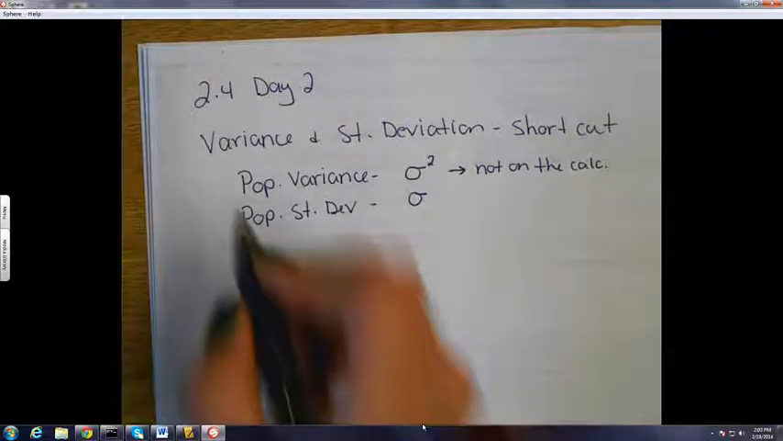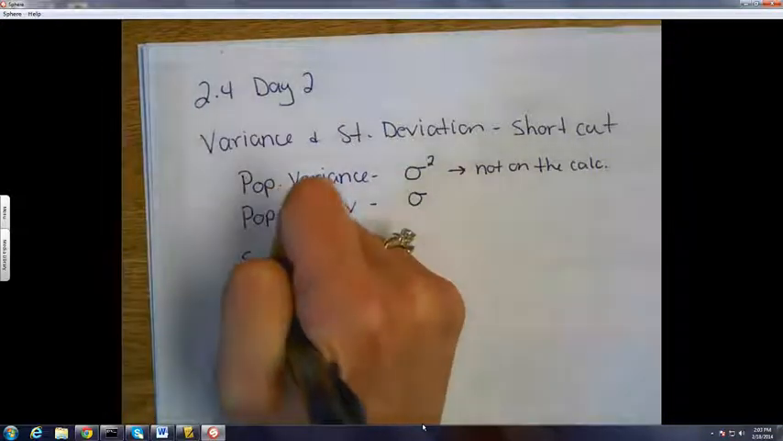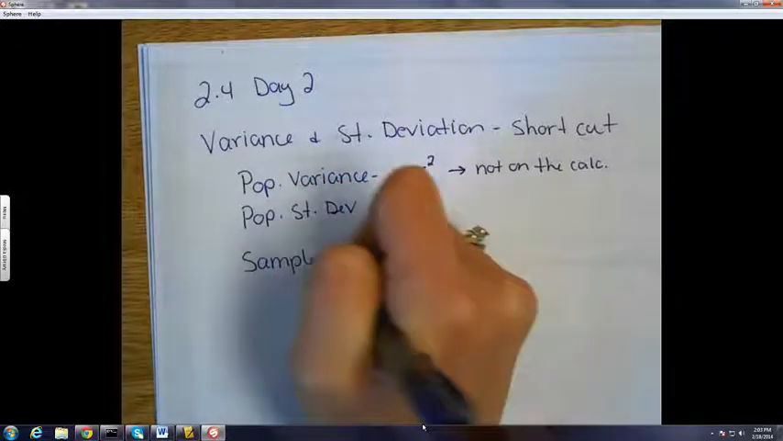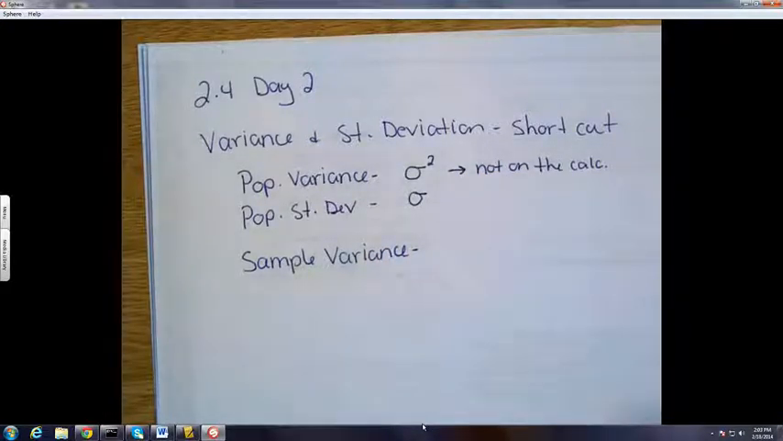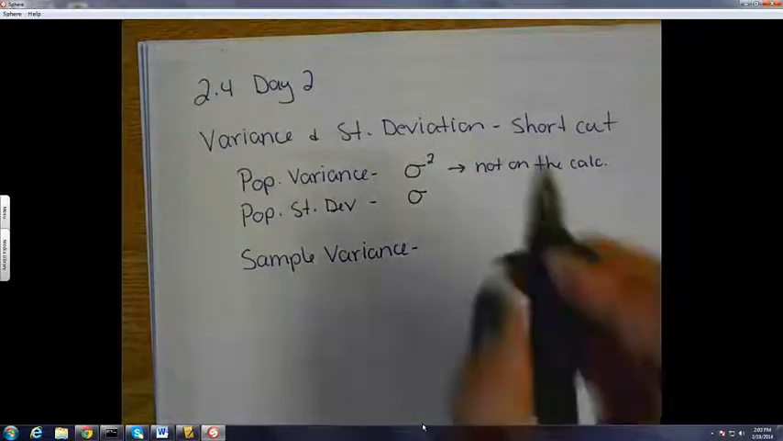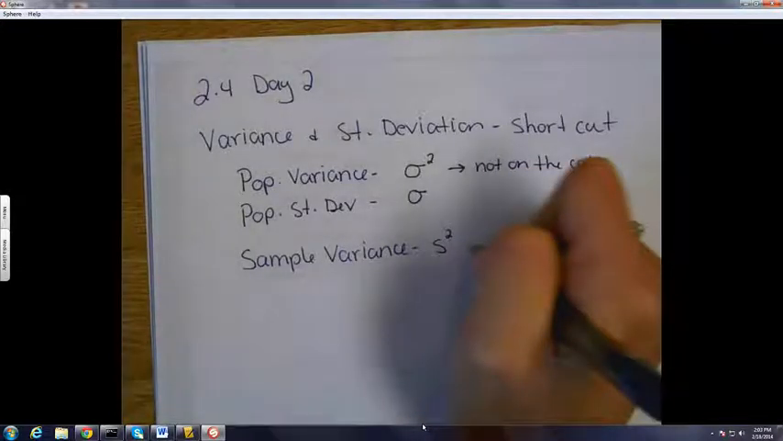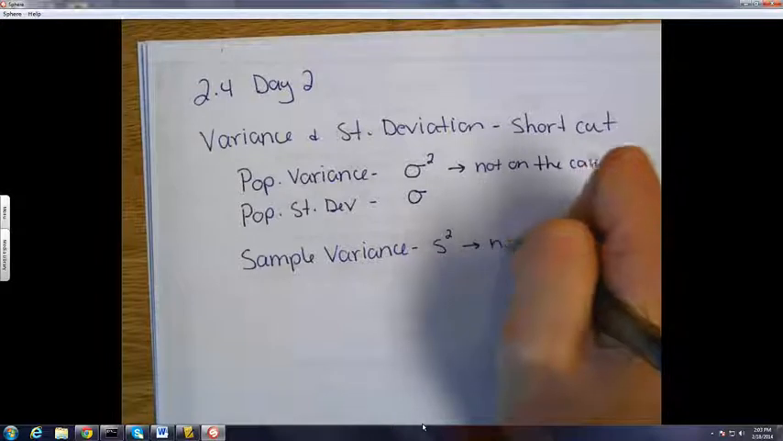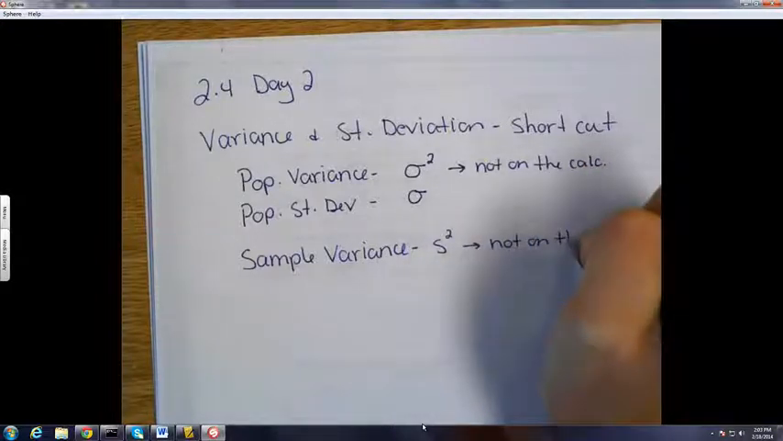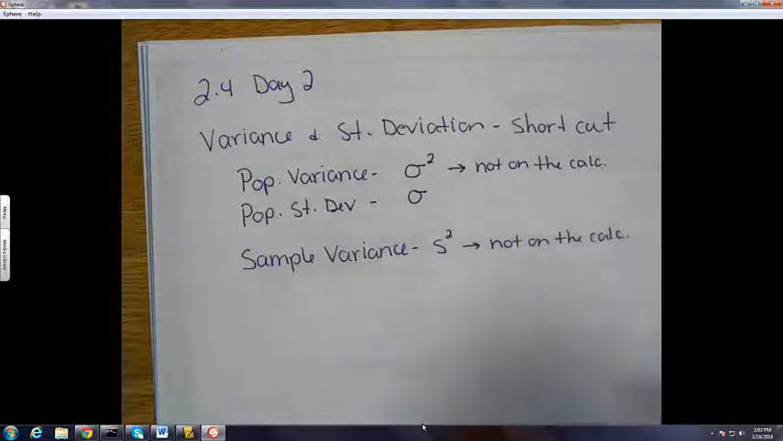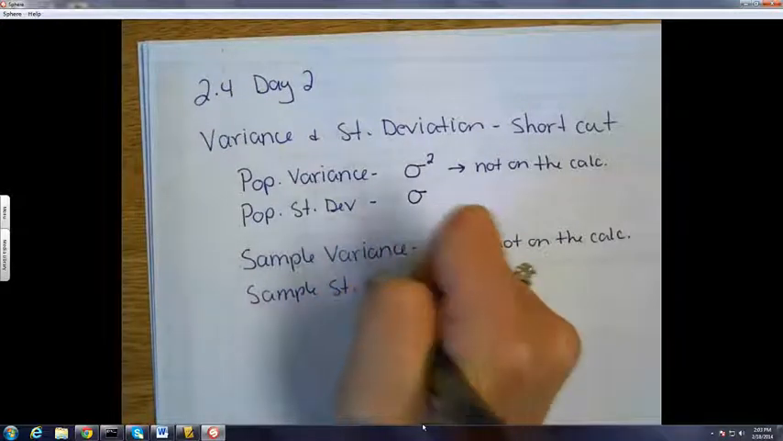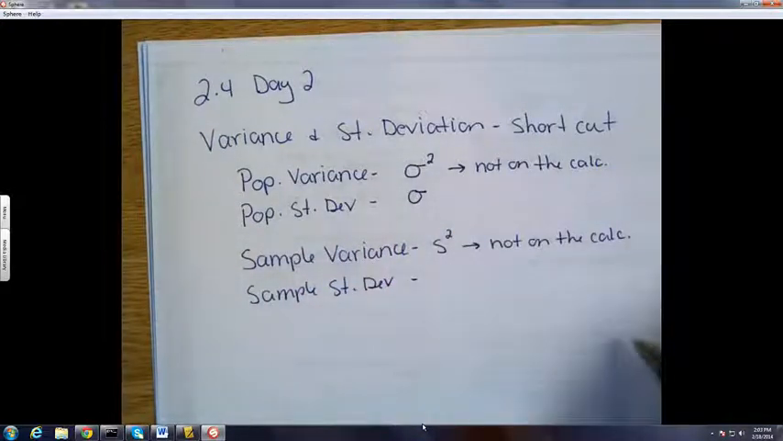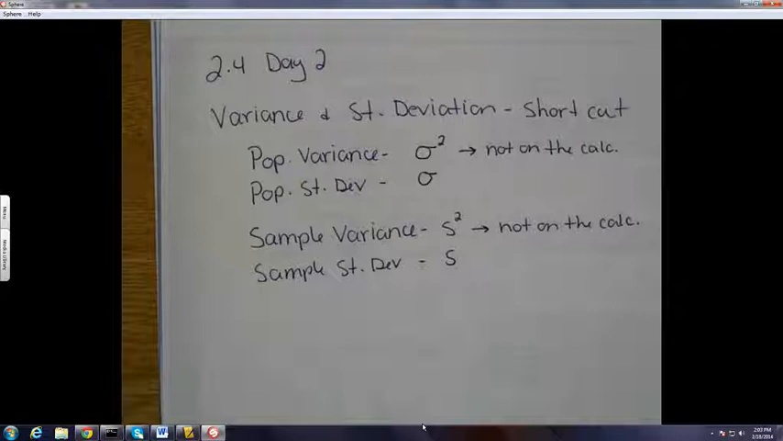We got to figure it out. Patience. You have to know the symbols first before we get to the shortcut. Sample variance. What was that symbol? That was S squared. Did you remember? Again, this one is not on the calculator. Is it capital? It can be either. So then sample standard deviation is just going to be S.